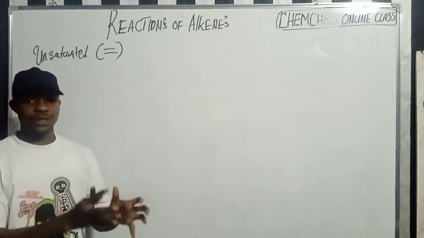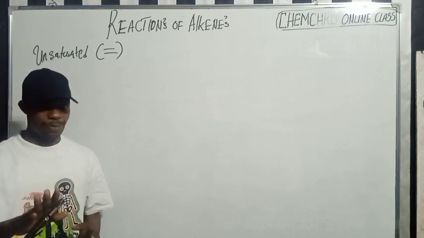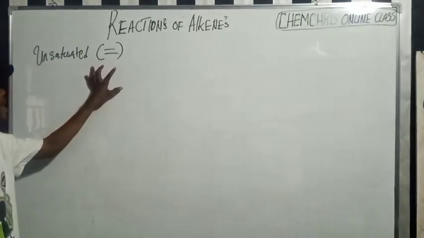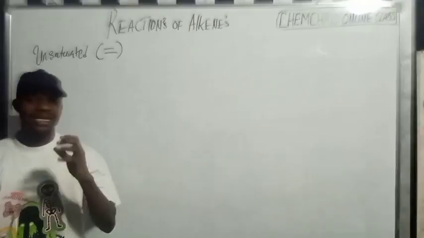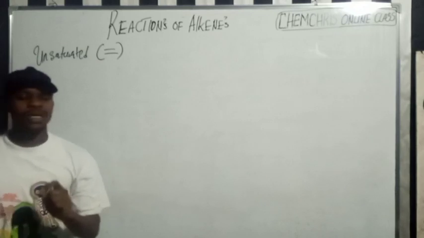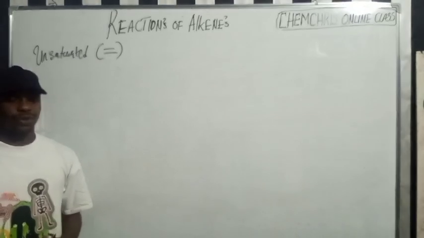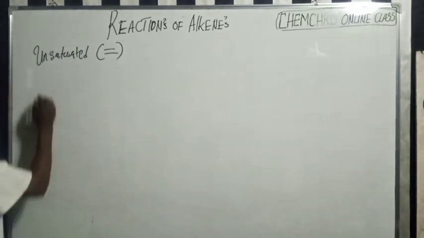It's very important to know how to name alkenes, the nomenclature of organic compounds. I've done a complete video, and I have a playlist on the nomenclature of organic compounds. It's very important. So all alkenes and alkynes are unsaturated hydrocarbons. Now all unsaturated hydrocarbons undergo addition reactions. So the typical reaction which alkenes undergo is called an addition reaction.